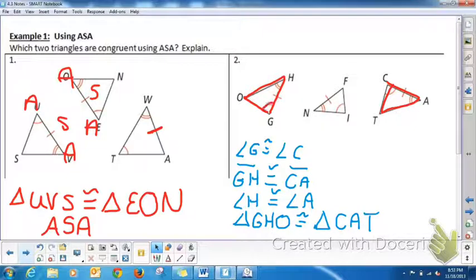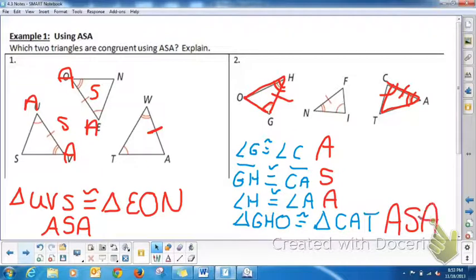They have a pair of corresponding congruent angles. Then they have the included side, GH is congruent to CA. And then they have angle H is congruent to angle A. So, by angle side angle, these two triangles are congruent.